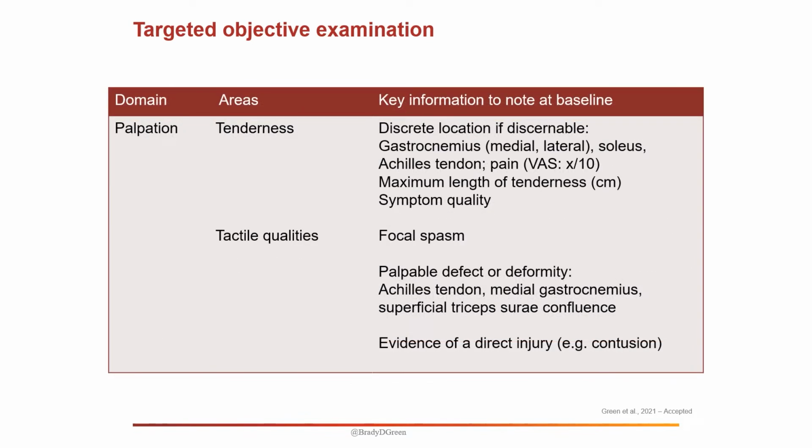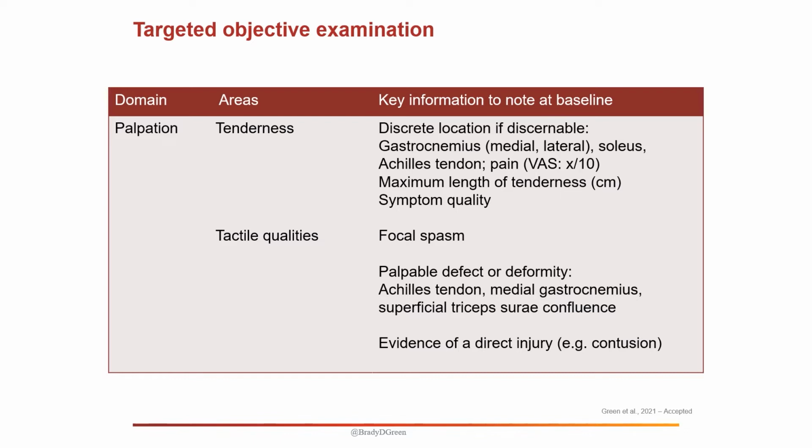Then we're palpating the calf, identifying areas of tenderness, and if there is a discrete location of tenderness, specifically in either head of gastrocs, soleus itself. It's always good to palpate along the course of the Achilles tendon as well, and we're looking for if we're eliciting pain out of 10, as well as getting a score of maximal length of tenderness in centimetres.